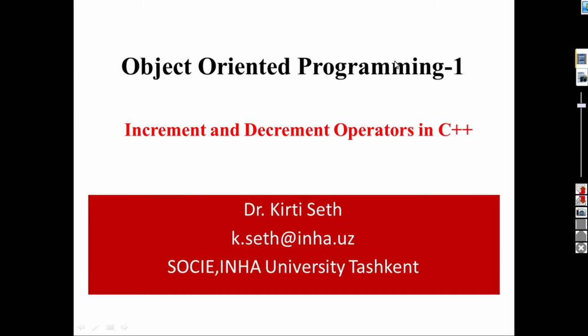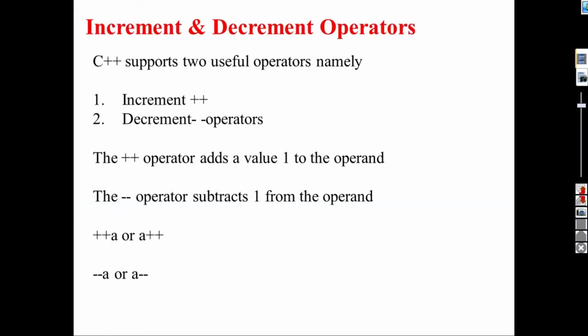Hello everyone. In this video, we are going to discuss two important operators, increment and decrement operators in C++. C++ supports two useful operators, namely the increment operator, that is the plus plus symbol, and the decrement operator, that is the minus minus symbol. They are unary operators. First thing is that both increment and decrement operators are unary operators. Unary operator means they need only one variable.